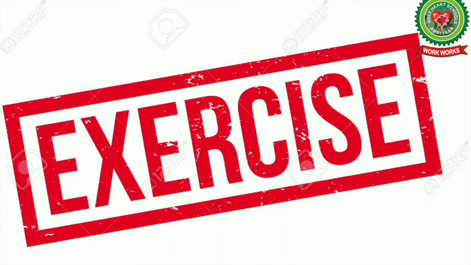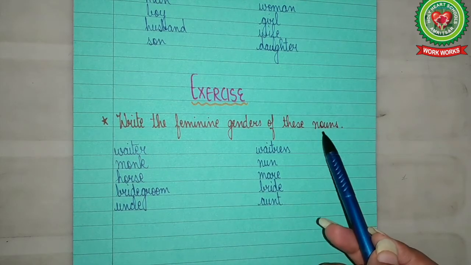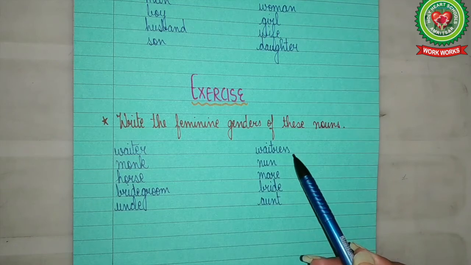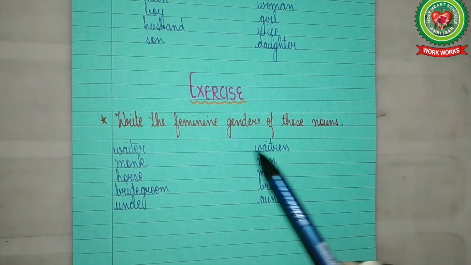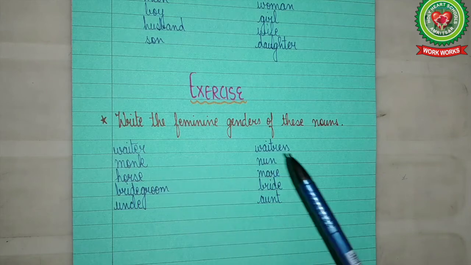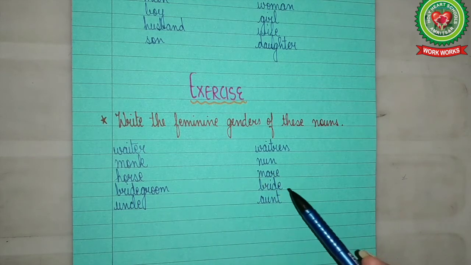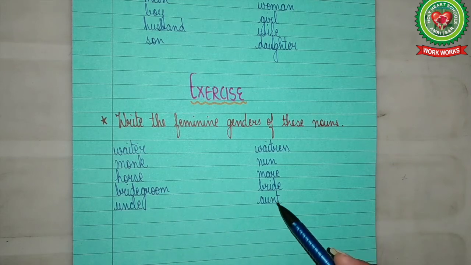Now we will discuss the exercise. Write the feminine genders of these nouns. Waiter, waitress, monk, nun, horse, mare, bridegroom, bride, uncle, aunt.